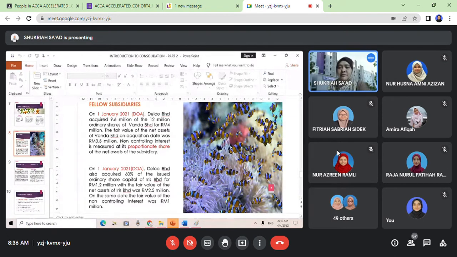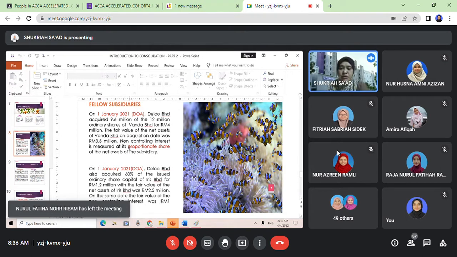So, ini adalah subsidiary yang kedua, with the CT amount of 1.2 million. The fair value of the net asset is also provided, 2.5 million. On the same date, the fair value of the NCI, non-controlling interest, is given as 1 million.